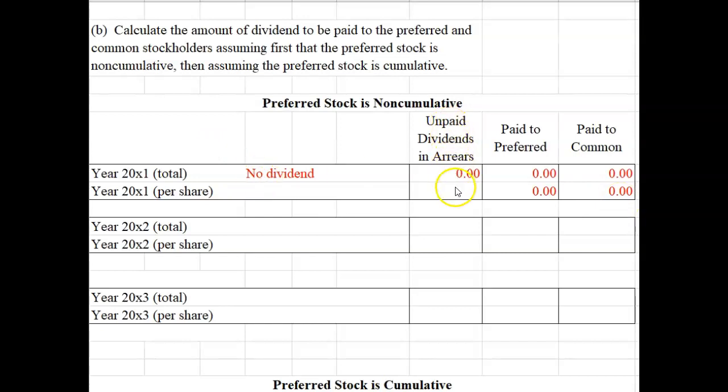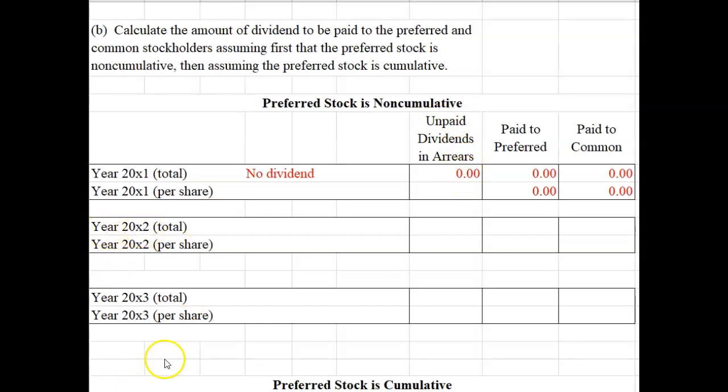We do not need to keep track of dividends in arrears for non-cumulative stock. There are no dividends in arrears because if dividends are not paid or not enough dividends are paid, the preferred shareholders of non-cumulative preferred stock simply lose out. They don't get to make up for the amounts not paid in the future.